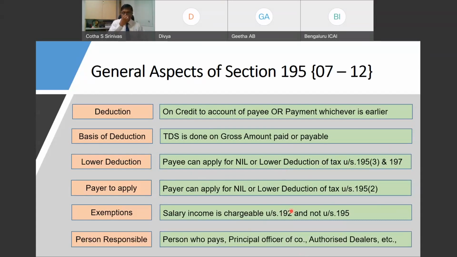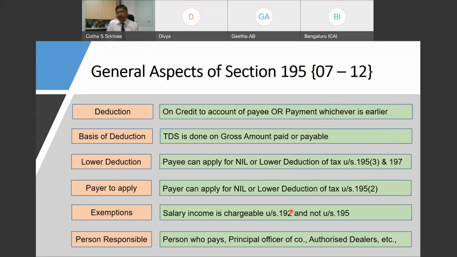Person responsible. Who is the person responsible to do this tax deduction with respect to the payments made to a non-resident? The person who pays. Person, as we know, is defined under section 2, subsection 31. Various types of persons are there. So anybody, any individual, HUF, firm, company, anybody who makes a payment to a non-resident, they are the persons who are responsible to do the TDS. When it comes to a company, along with the company, even the principal officer of the company is responsible for deducting tax at source. And there is one situation, authorized dealers.